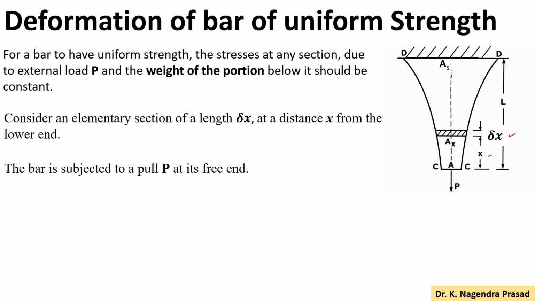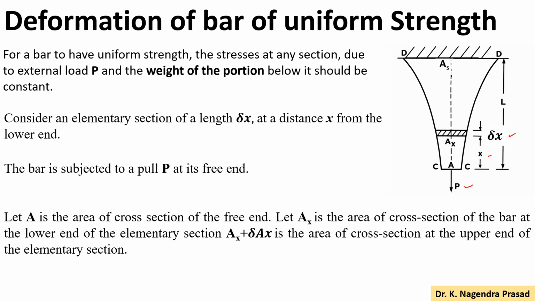The bar is subjected to a pull capital P at the free end, and let's consider capital A as the cross-sectional area of the free end, and capital Ax as the cross-sectional area of the bar at the lower end of the elementary section, and Ax plus dou Ax as the cross-sectional area at the upper end of the elementary section.